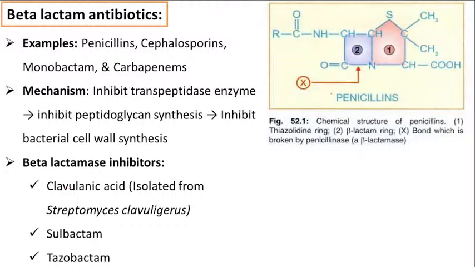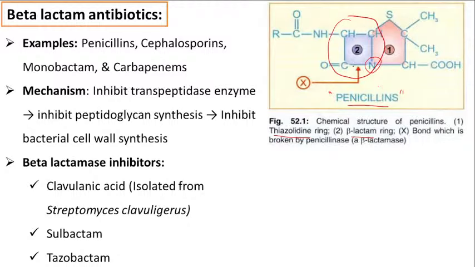Here I've taken the structure of penicillin. Number one is a thiazolidine ring. And what is number two? Number two is a square ring, which is the beta lactam ring. If you are asked to identify the beta lactam moiety, how would you identify? The 3C and the 4th N. The 3C connected with the N is the beta lactam ring.